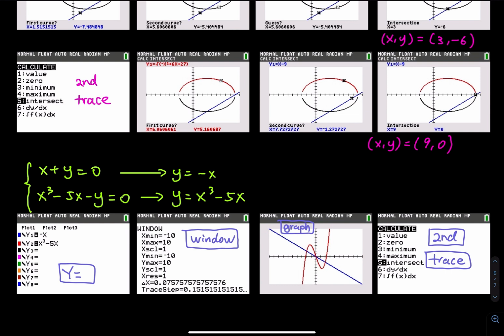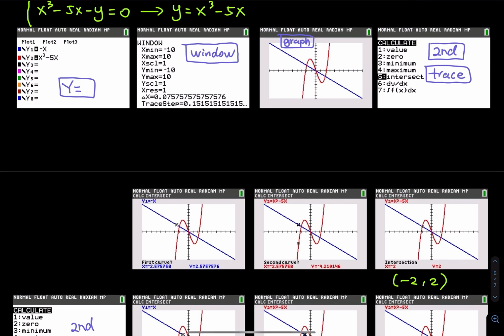I will just go to second and trace, find the intersection, and then place the first mark right here, and then move my cursor, place the next mark right over here. And then I ask the calculator, hey, find the nearest intersection for me. And it turns out that the nearest intersection is at -2, 2.